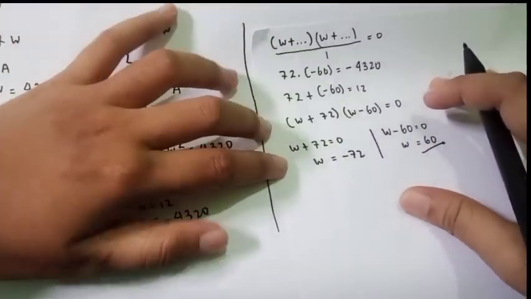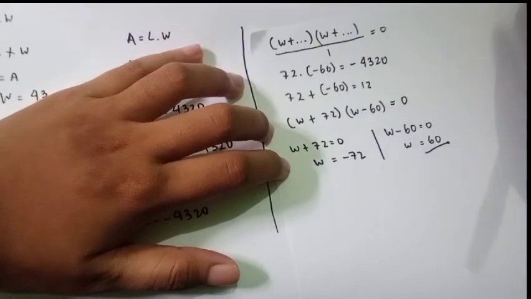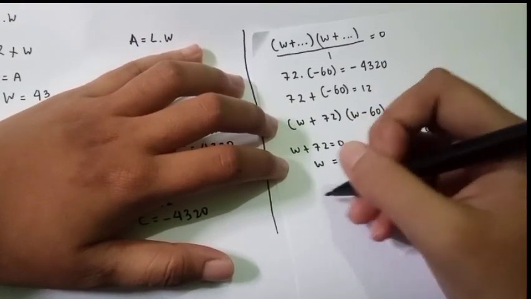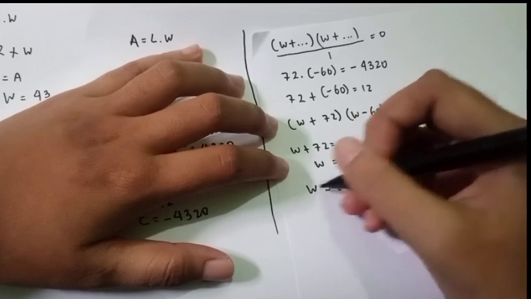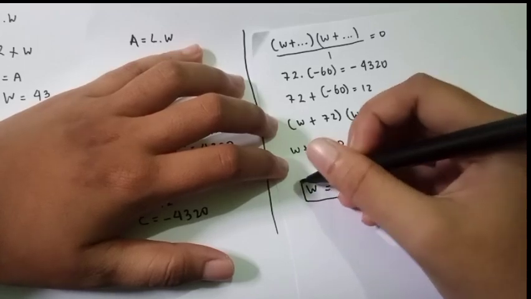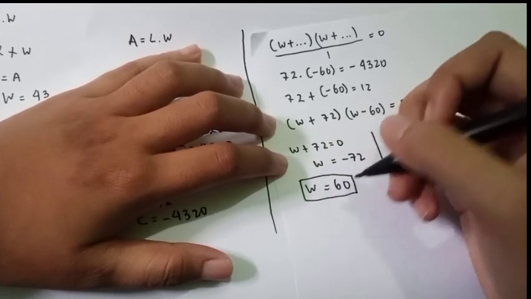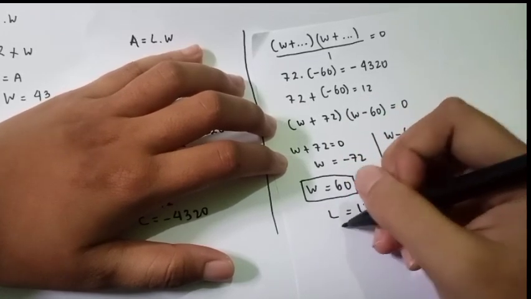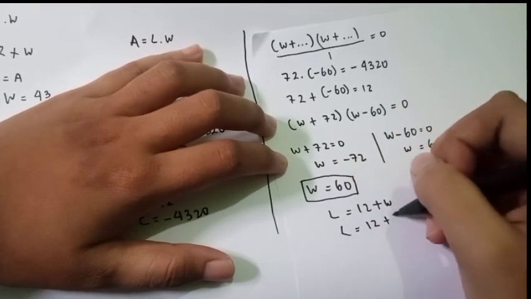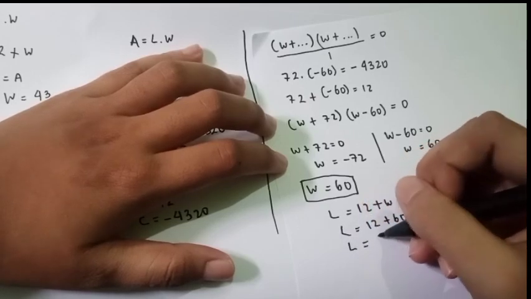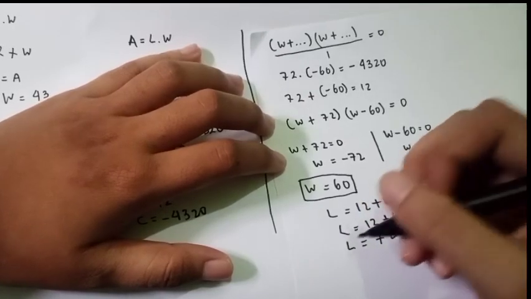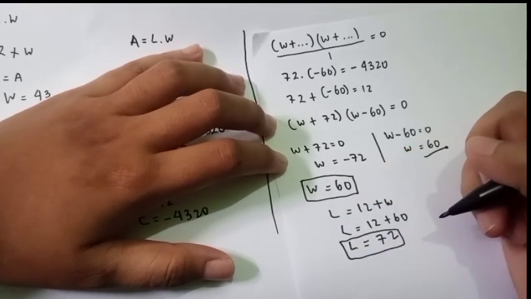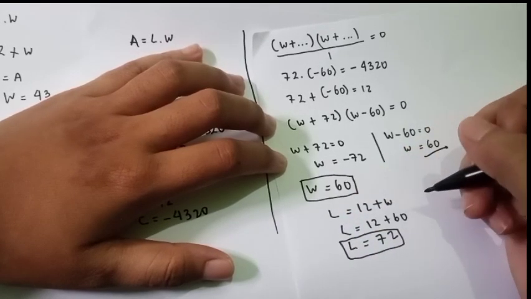Now, it is known that width equals 60. Then the length is 12 plus width. So the length is 12 plus 60. Length equals 72. So it is known that the length is 72 meters and the width is 60 meters.